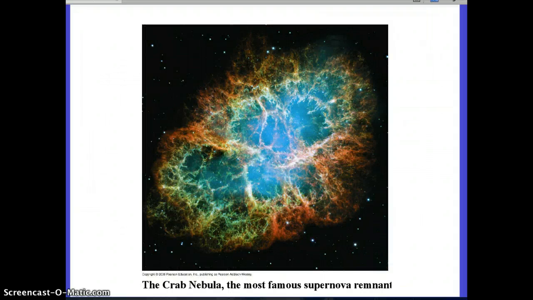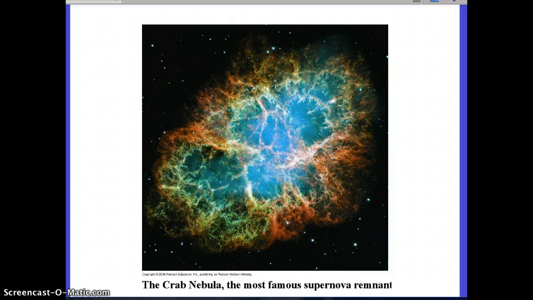We know this happened because of things like this. You can see these clouds of gas in space. These are called supernova remnants. They make really pretty pictures. This is one called the Crab Nebula. And this one is very famous because we know that there was a supernova that formed this one.